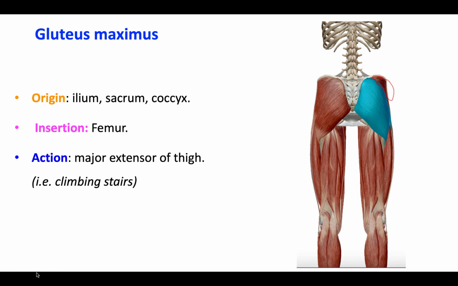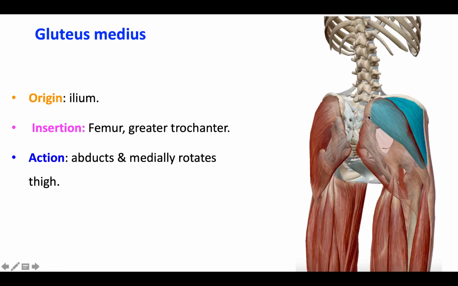All right, so in the next image, we can see the whole thing, and its origin is at the ilium. So you can see that across on the ilium, and then of course it's inserting at the greater trochanter of the femur. Now this muscle, its action is to abduct and medially rotate the thigh.